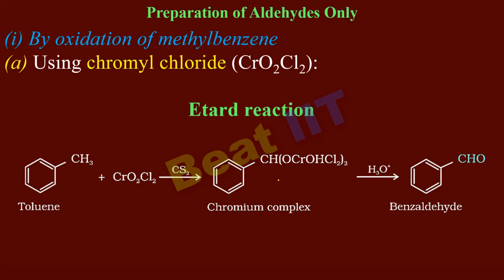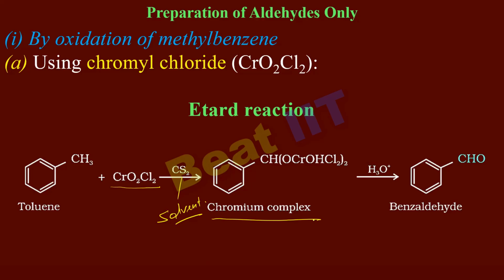So first one, by oxidation of methylbenzene, we have methylbenzene here. We get it reacted with chromyl chloride. Chromyl chloride is CrO2Cl2, chromyl chloride in CS2. CS2 here is acting as solvent.